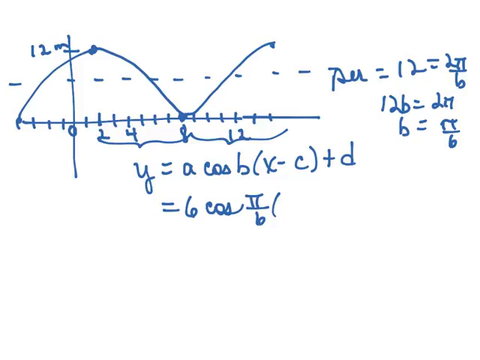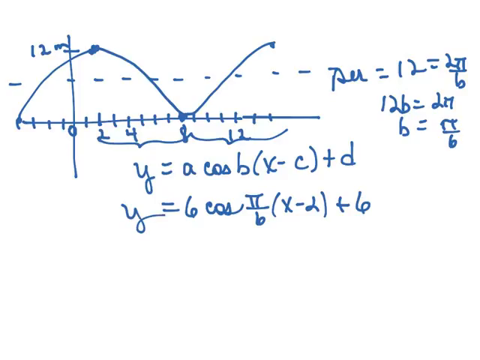Our graph is shifted 2 units to the right since we started at high tide. So that is x minus 2. And our vertical shift is wherever the midline of the graph is, which in this case is at 6.